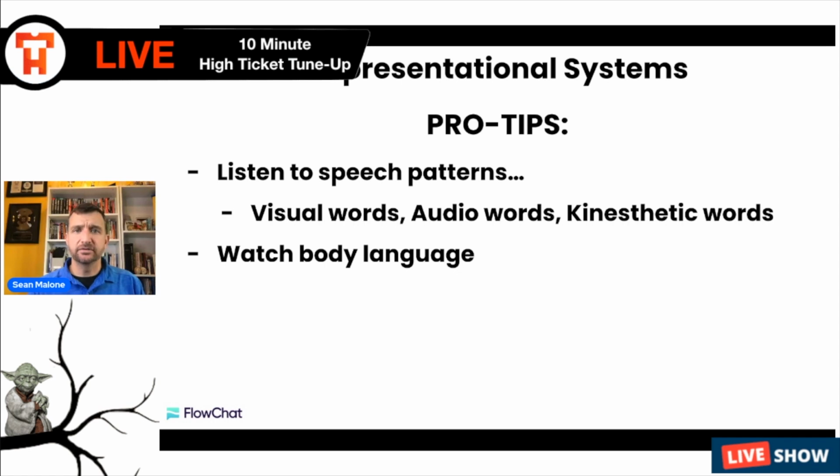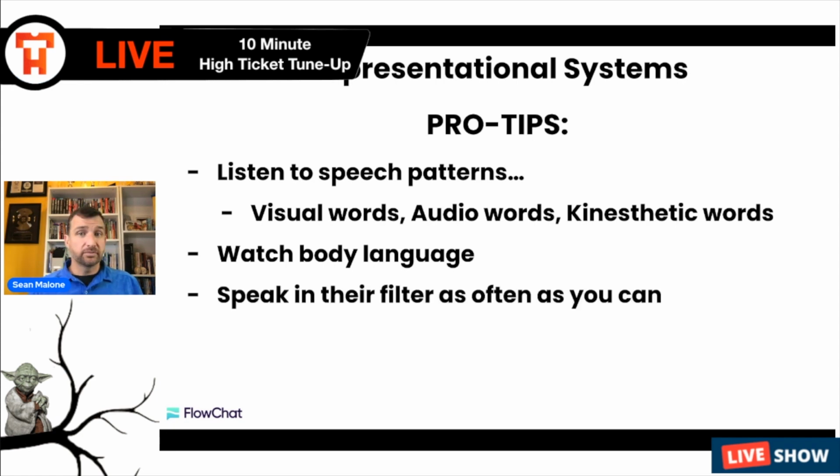Secondly, watch their body language, right? If they're sitting upright, they have good posture, and they're doing everything they need to do, they're probably more of a visual person. If they're relaxed and very casual, probably a kinesthetic person. And then, of course, if they're kind of fidgety and they're moving around and looking around, that's going to be the audio person, right?